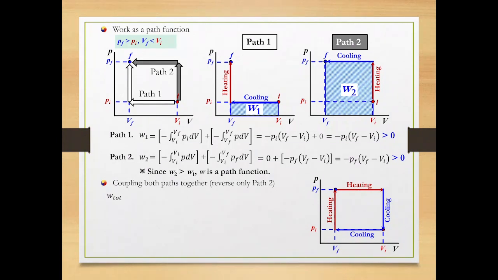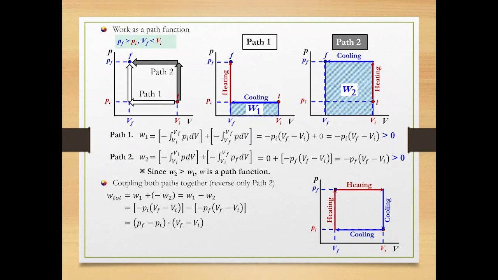Then, total work would be like this. The work of path 2 is negative because the path was reversed. So, total work is equal to W1 minus W2. Plug W1 and W2 into the equation like this. This leads to PF minus PI times VF minus VI.